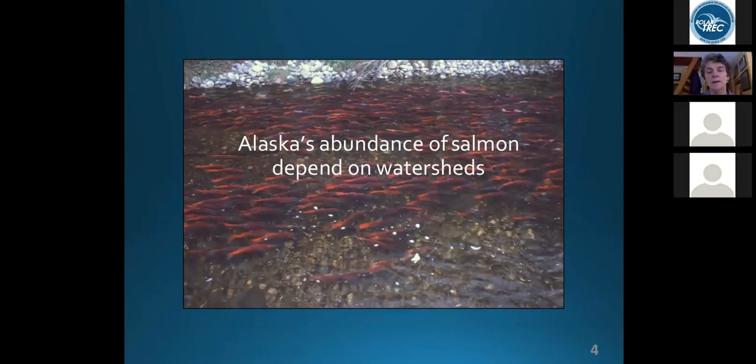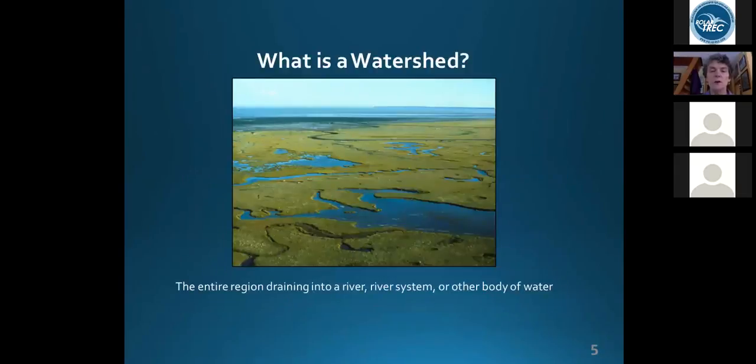So I think it should be pretty clear that Alaska's abundance of salmon really depend on watersheds, and that's what I'll be spending most of my time talking about today. So a quick overview of what is a watershed. I think the clearest definition to me is it's the entire region draining into a river system, or a body of water.